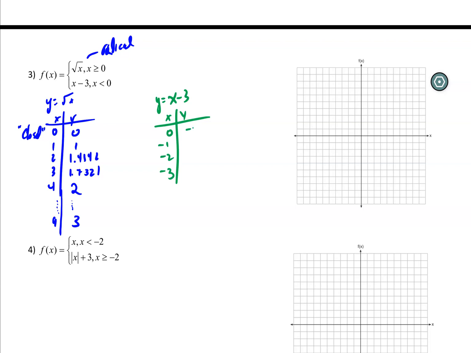All right, let's plug this in. So I got -3, -4, -5, and -6. I think that's fine. We don't need to go any more than that to be able to graph that part. So let's do the radical portion. We got a closed circle at 0, 0. And we got 1, 1.